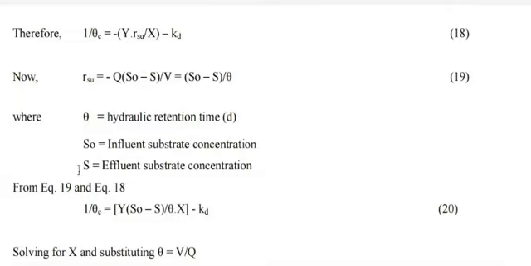So from equation number 19 and equation number 18, we use equation number 18 and 19 and we write as 1 upon theta c is equals to Y (S0 minus S) upon theta X minus kd. So what we do, we just replace the value of this one.